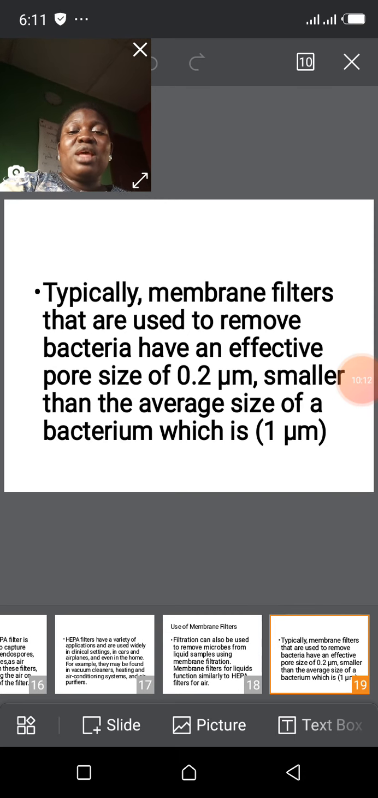Now this one has a pore size of about 0.2 micrometer, and this size is even smaller than the average size of a bacteria, because the average size of a bacteria is about 1 micrometer. Which means any sample that is passed through this membrane filter will definitely prevent the passage of bacteria with the sample.